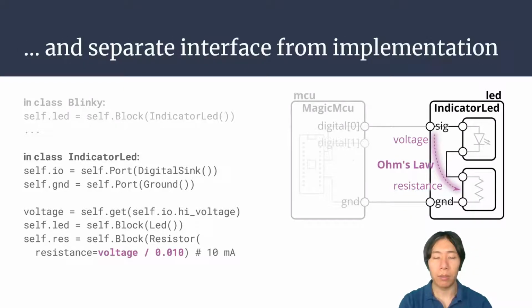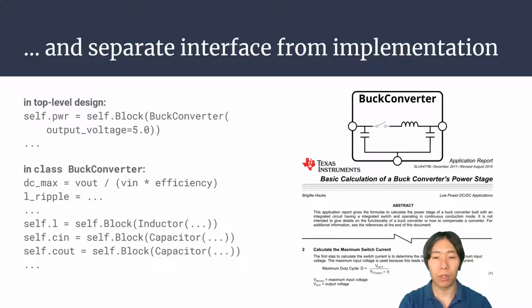Second, generators separate interface from implementation. Users only need to know what a block does and how to use it without knowing how it works. The knowledge of experts is packaged to be usable by relative novices. Complex subcircuits like buck converters can be instantiated with a single line and without needing deep knowledge of sizing equations.